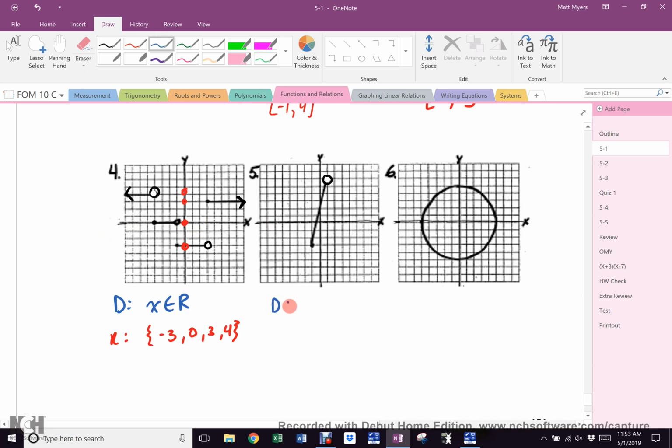5. Domain. Negative 1 less than or equal to X less than 1, and range, negative 3 less than or equal to y less than 6. Negative 3, nope, not less than or equal to 6, 6, round bracket. And lastly, everyone's like, what? Yeah, you just count where it fills. Negative 5 to positive 5.